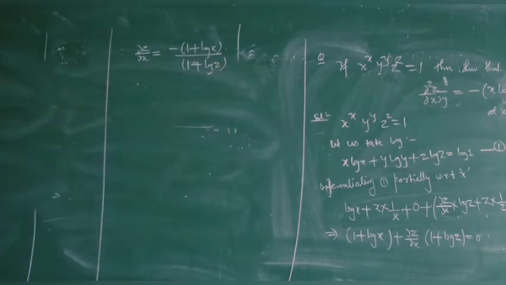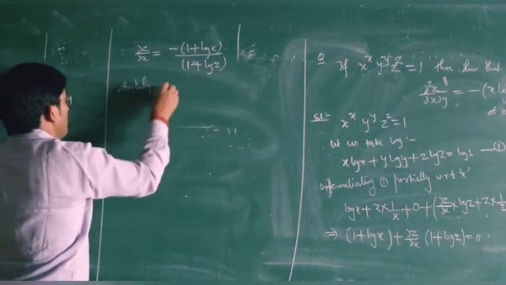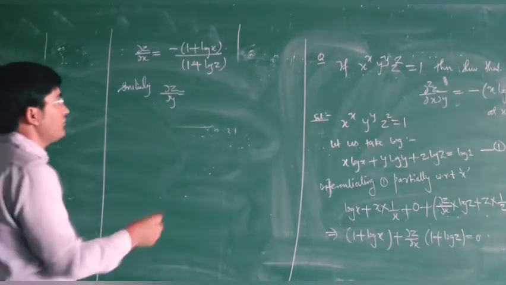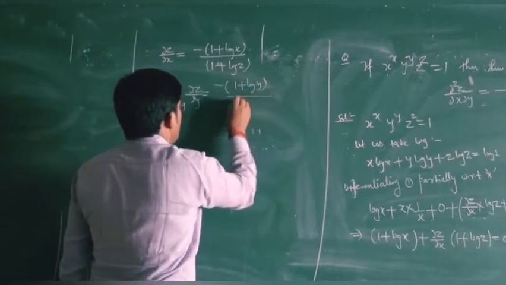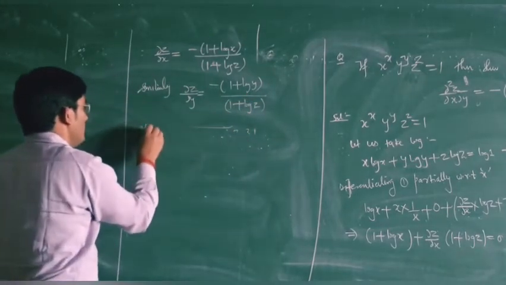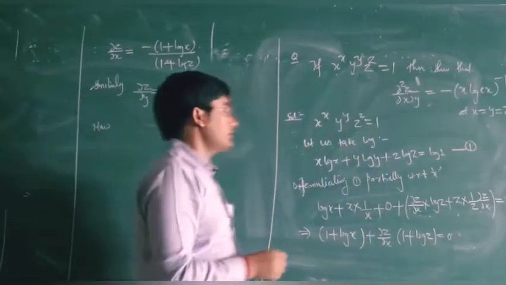So this is our del z upon del x. Similarly, our del z upon del y will be, just replace your x and y, interchange x and y. So we will get 1 plus log y divided by 1 plus log z. Now let us compute this left hand side.